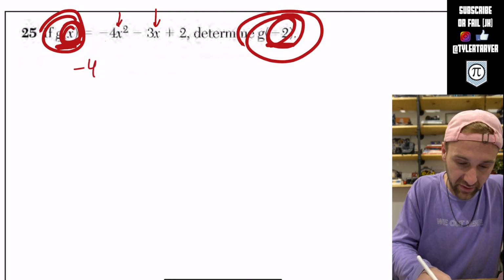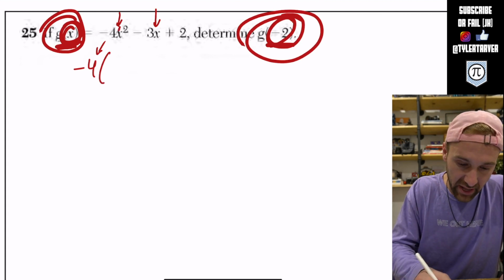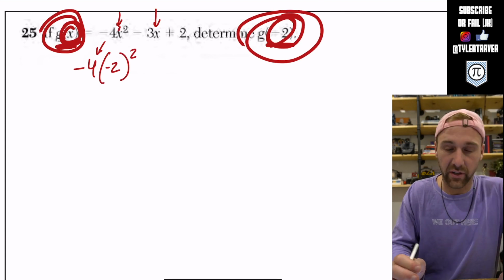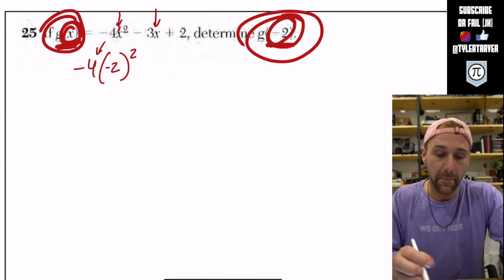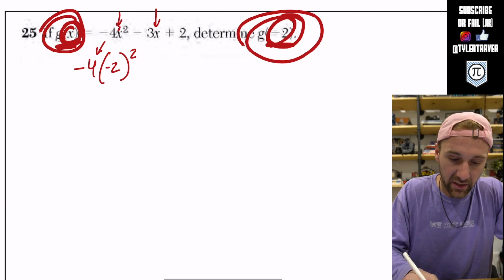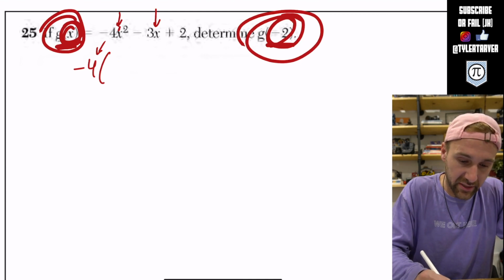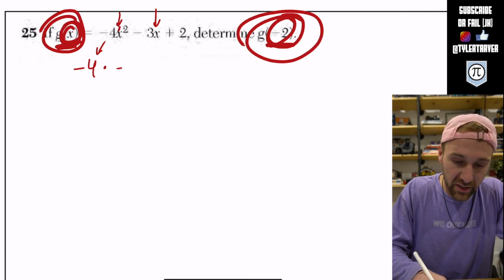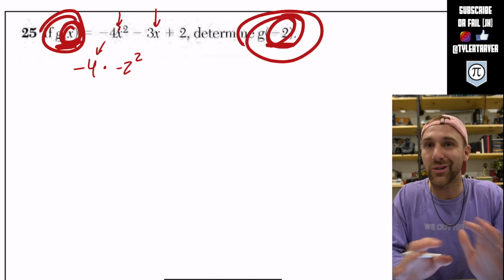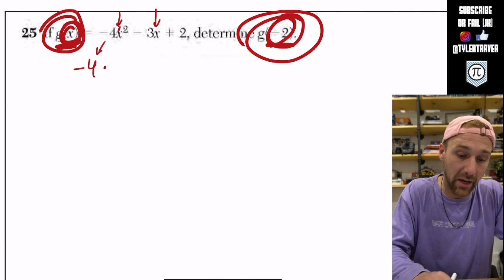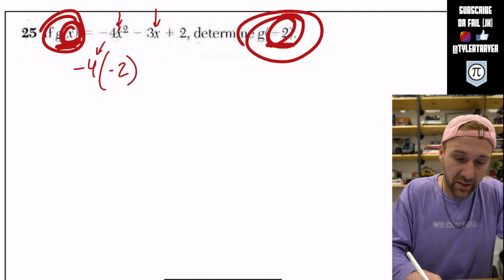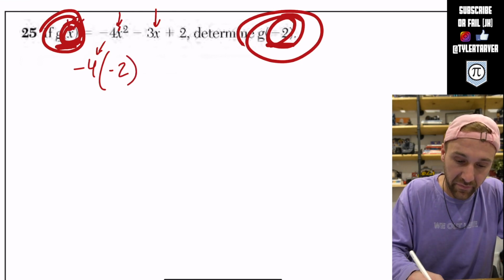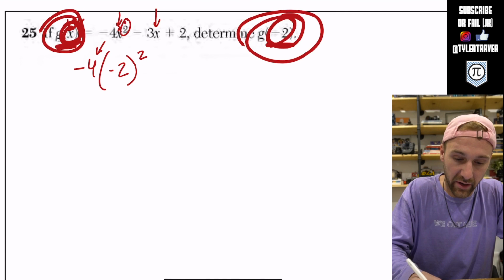Negative 4, see, I'm just bringing it down. And then now x is gonna be replaced with negative 2. And then I'm gonna put the squared on the outside of that. Now, here's where a lot of people will mess up. Don't do negative 4 times negative 2 squared and put that on my calculator. Don't do that, okay? It would be messing up if you did that. So you want to do parentheses negative 2, because that's what I'm replacing x with. And then I'm going to put my squared, that little guy right there.